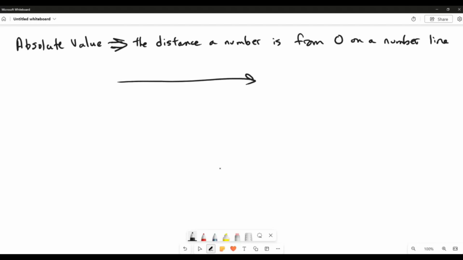So if I have a number line, and I'm looking at this point 2 on the number line, we're wanting to know how far is 2 from 0, how many units. So we write that using what are called absolute value bars, and we put the number inside. This means how far is 2 from 0 on the number line? Well, it is 2 units.